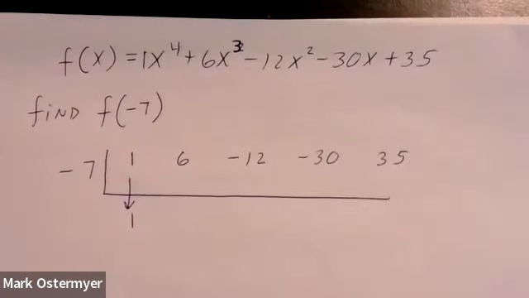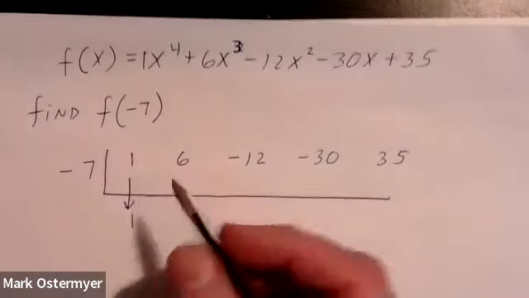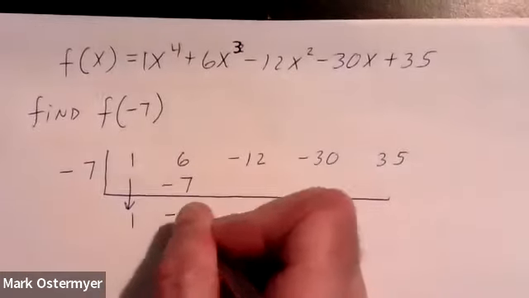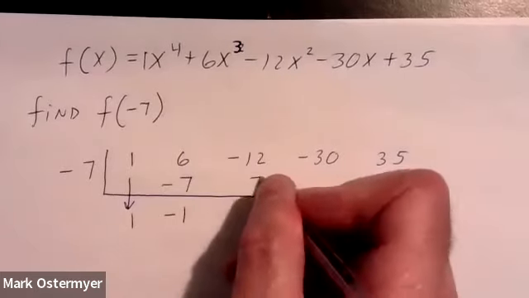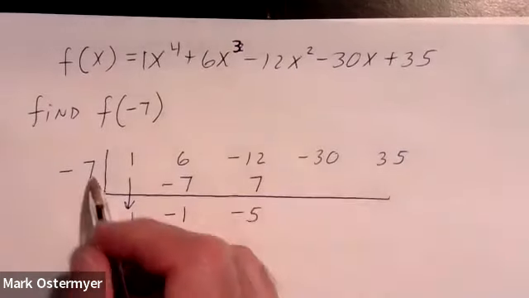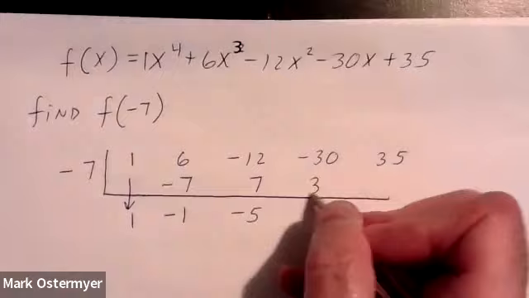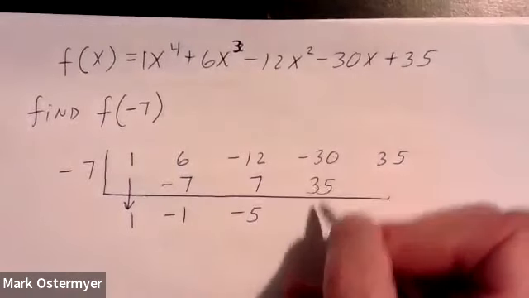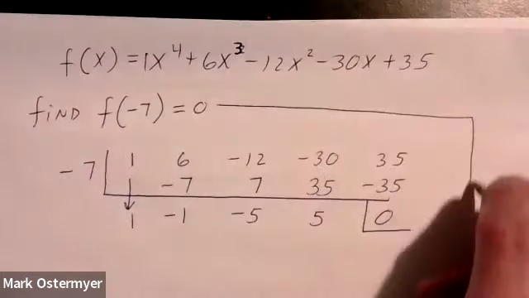All right, here we go. -7 times 1 is -7. Add, you get -1. -7 times -1 is 7. Add, you get -5. -7 times -5 is 35. Add, you get 5. -7 times 5 is -35. Add, you get 0. What is f of -7 equal to? Anybody? 0. It's equal to the remainder by the remainder theorem.